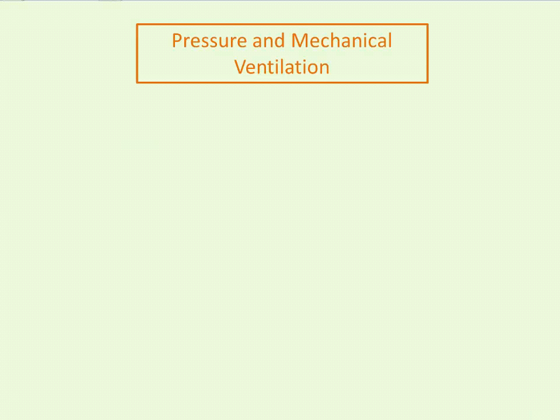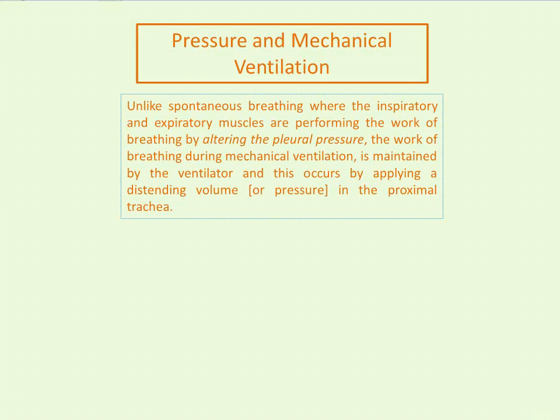So mechanical ventilation, let's talk about pressure. As we've been talking about like crazy, pressure is very important. Unlike spontaneous breathing, where the inspiratory and expiratory muscles are performing the work of breathing by altering the pleural pressure, so pleural pressure essentially is the independent variable in spontaneous respiration. The work of breathing during mechanical ventilation is maintained by the ventilator, and this occurs by applying a distending volume or pressure in the proximal trachea. Now, this entire box, which is an absurdly long sentence, poor English on my part, I'm sorry.